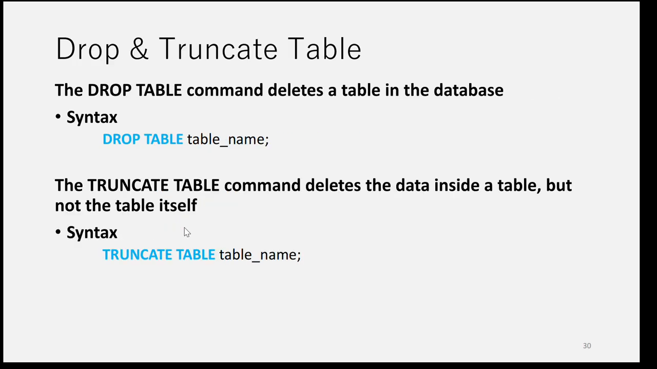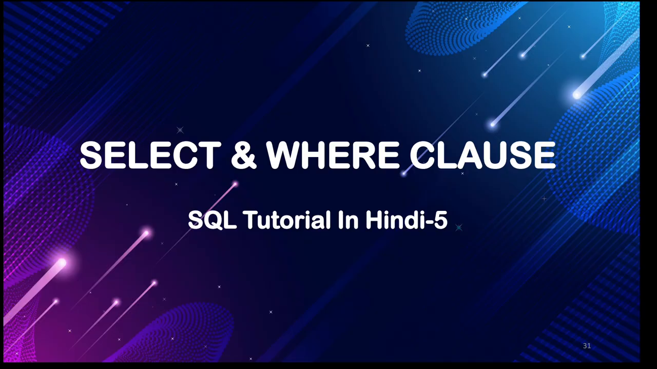When it is a drop table command, it deletes the complete table itself. When it is truncate, it deletes the data inside the table but not the table itself. Sorry, drop means you completely delete the table. Truncate means it deletes only the data inside the table, but the table remains the same. So now let's see select and where clause.